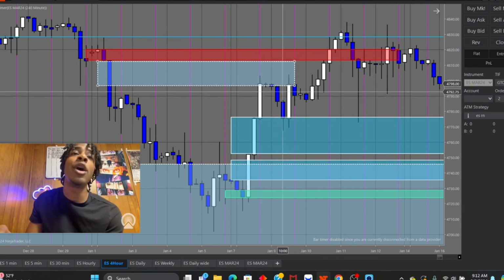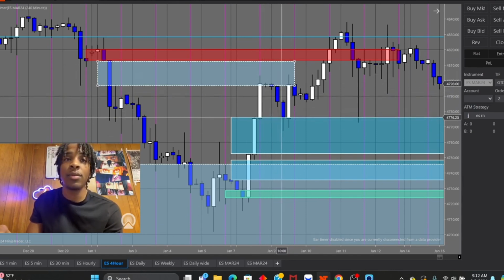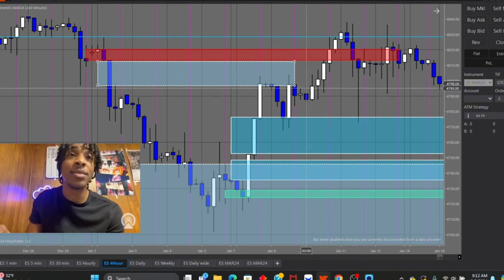It might look like a small move, but this move probably would have made some people thousands, hundreds of thousands of dollars. So it might look like a small move, but it makes money. Best believe.